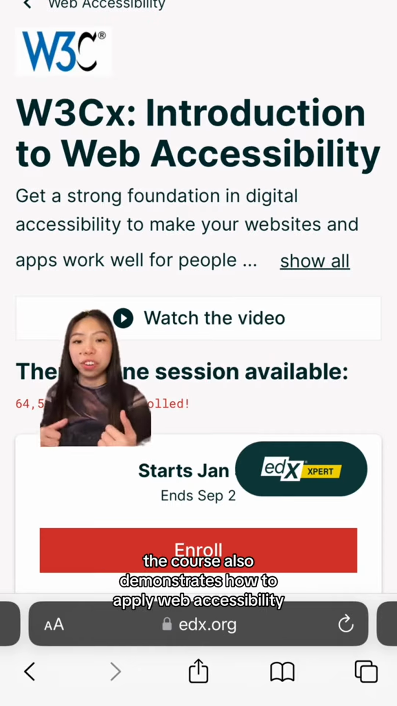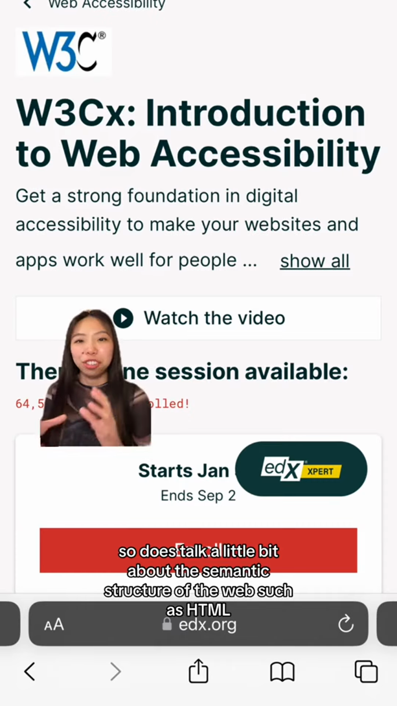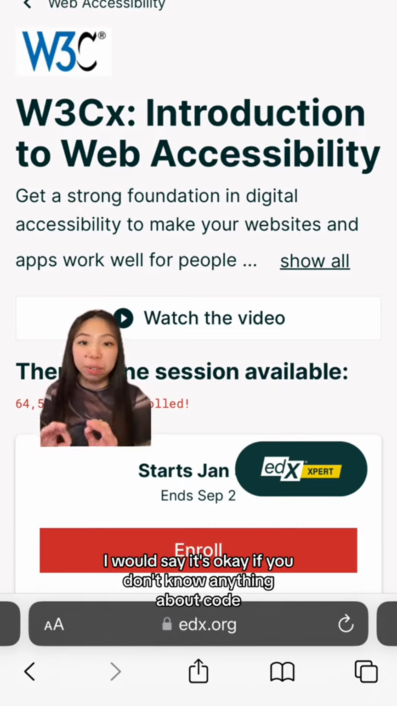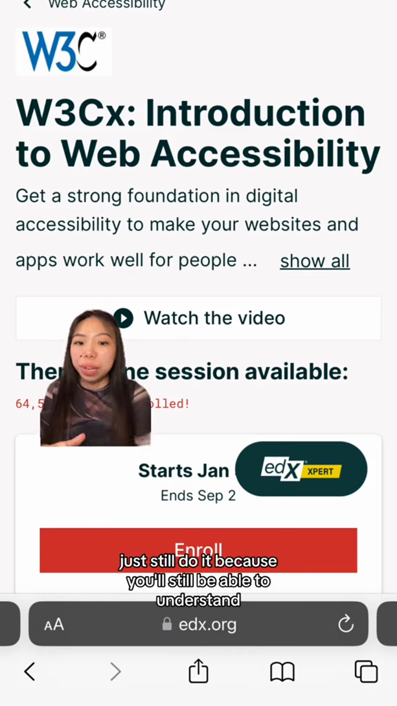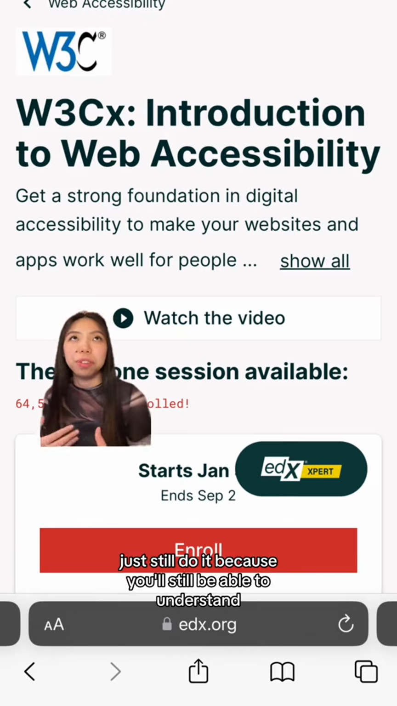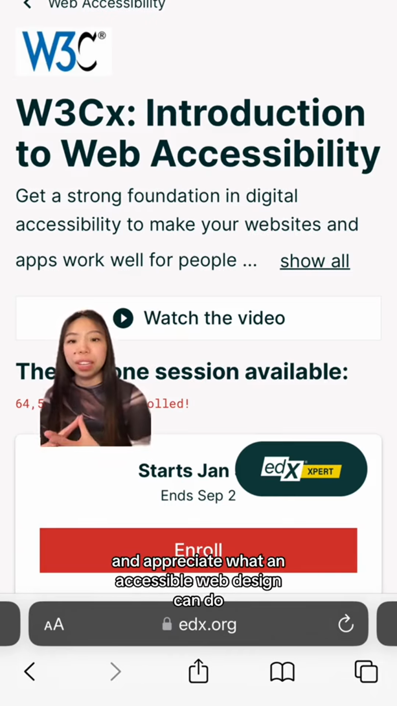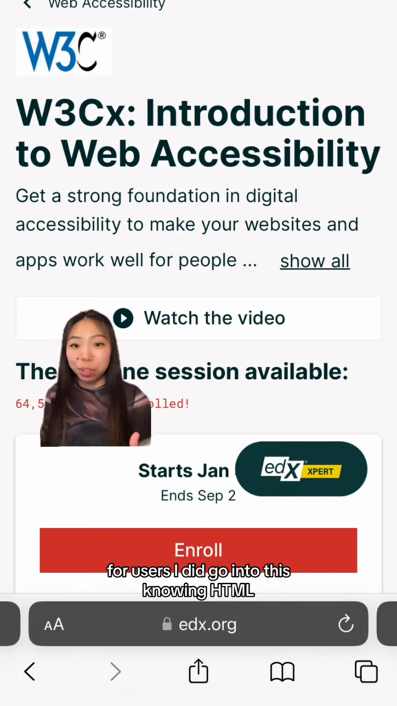The course also demonstrates how to apply web accessibility. So it does talk a little bit about the semantic structure of the web, such as HTML. I would say it's okay if you don't know anything about code to still do it, because you'll still be able to understand and appreciate what an accessible web design can do for users.